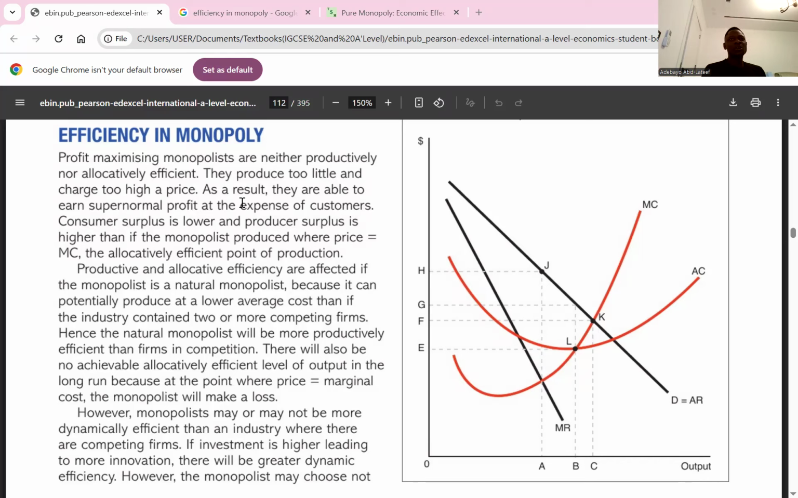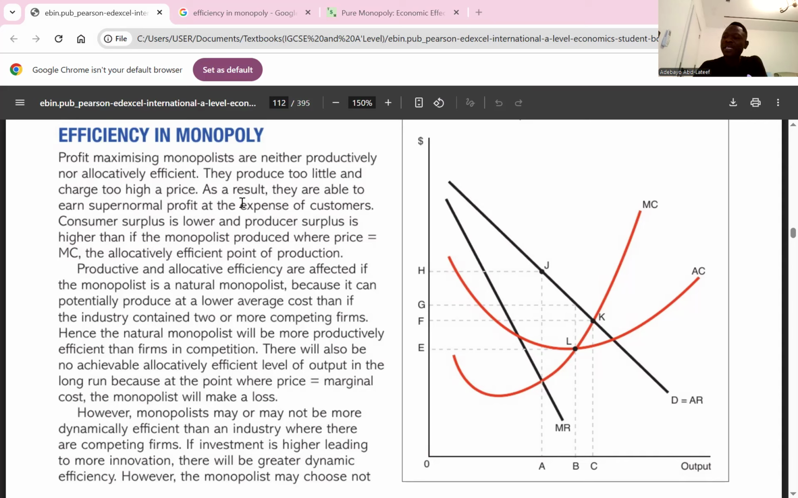And when you don't have competitors, there's no incentive for you to cut your cost, because whatever cost you incur, you can simply pass it on to consumers. So the inefficiencies associated with a monopolist are allocative inefficiency and productive inefficiency. There's allocative inefficiency because a monopolist maximizes profit by producing where marginal revenue equals marginal cost. That's where a monopolist will maximize its profit.